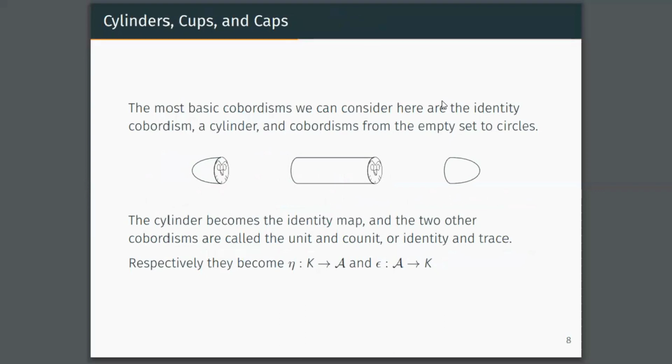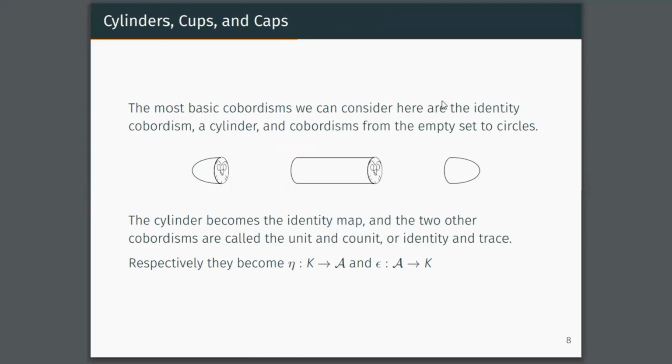So here we get to the funny faces. The most basic cobordisms we're going to consider are the identity cobordism in the middle, and you have cobordisms from the empty set, which we can just consider as a trivial manifold, to circles, and from circles to the empty set. So the cylinder is our identity map, and the two other cobordisms we have are called unit and counit, or identity and trace, because of what they do on matrices.